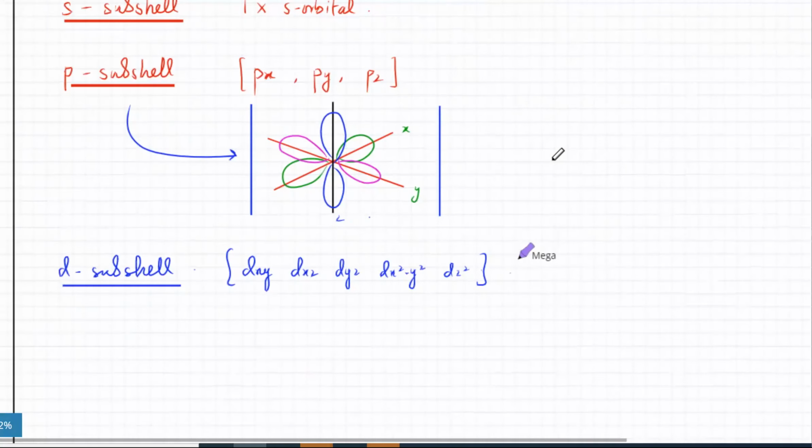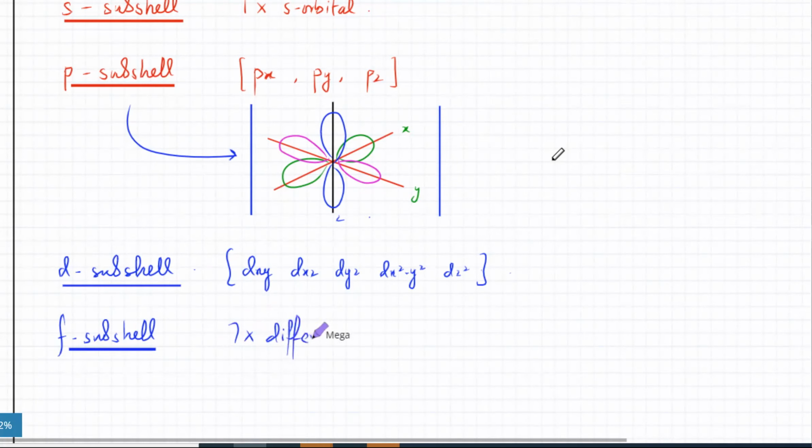Up here, the F is very rare. Most atoms don't have an F subshell. So you don't need to find out anything about it, except just know one thing: that the F subshell has 7 different F orbitals.